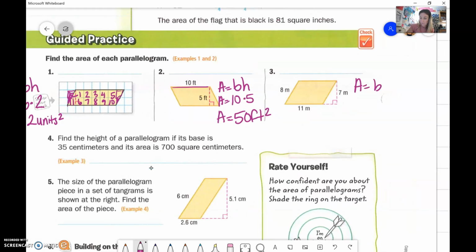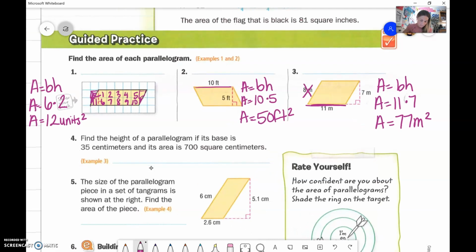A equals base times height. Make sure you have that down because you're going to be learning a whole bunch of formulas during this chapter. So A equals base times height. A equals, what's my base? It's got to be perpendicular to my height. And there's my height right here. This is a distractor. Times 7. A equals 77 meters squared.